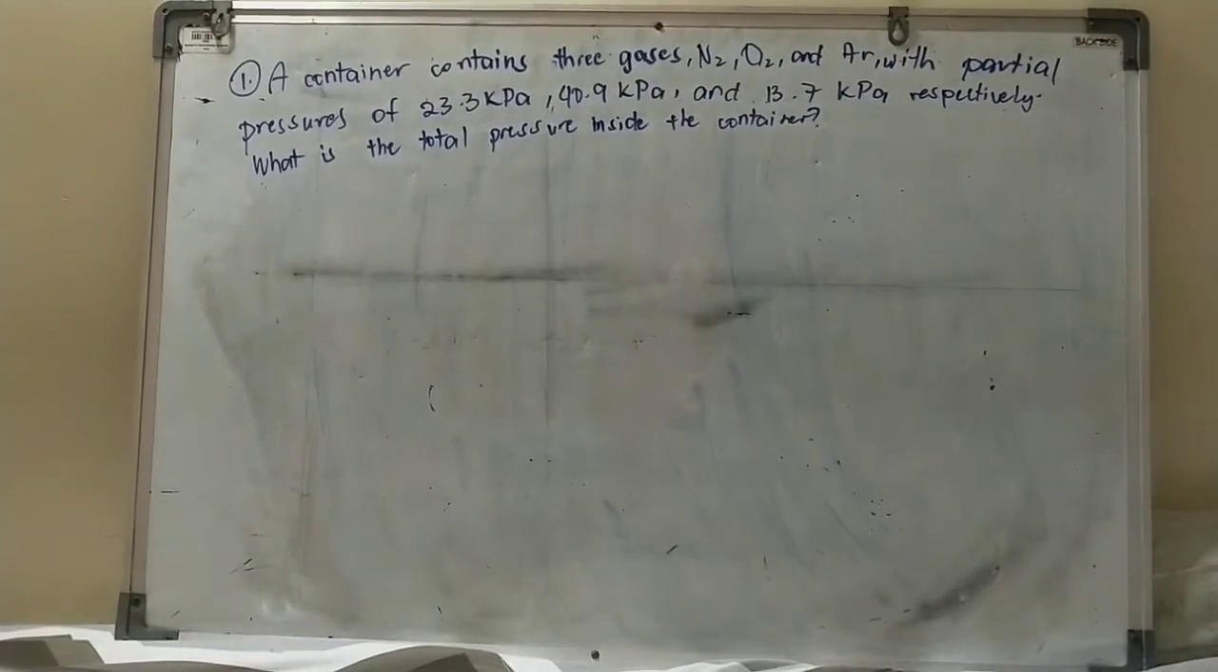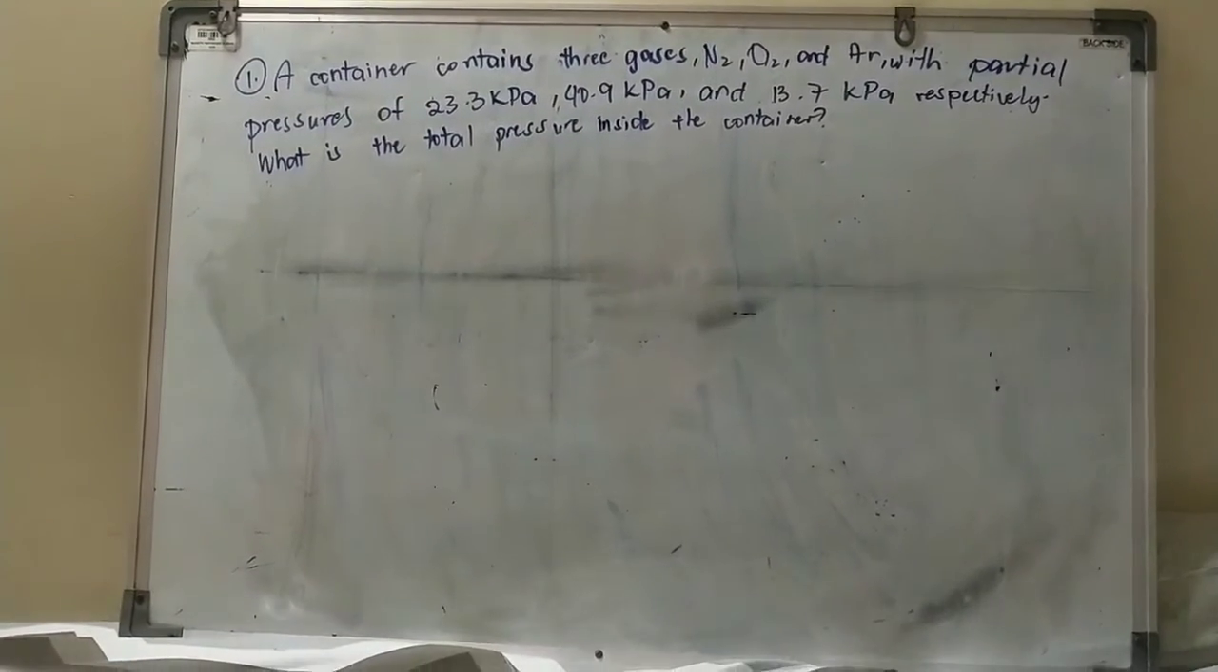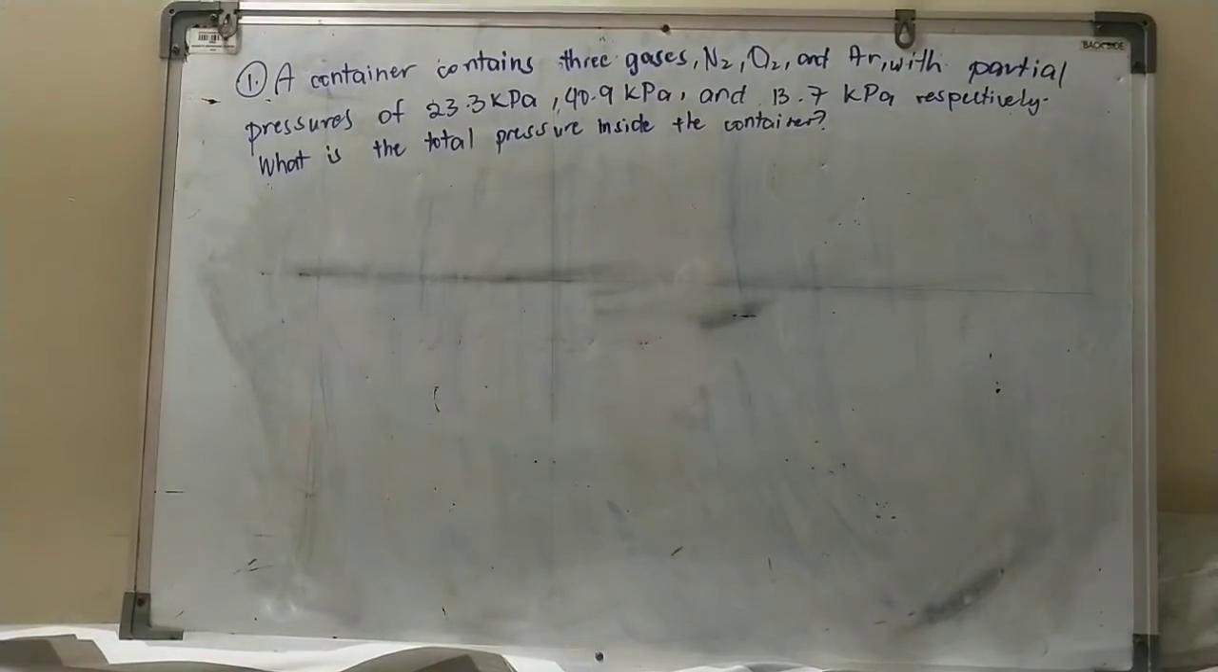Let's now head over to our first problem. A container contains 3 gases, nitrogen, oxygen, and argon, with partial pressures of 23.3 kPa, 40.9 kPa, and 13.7 kPa respectively. What is the total pressure inside the container?